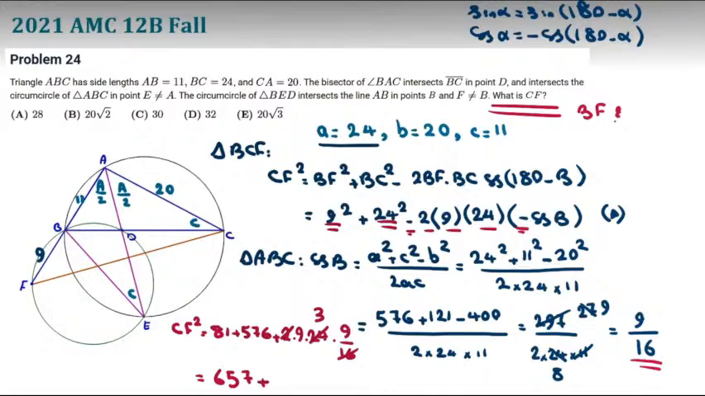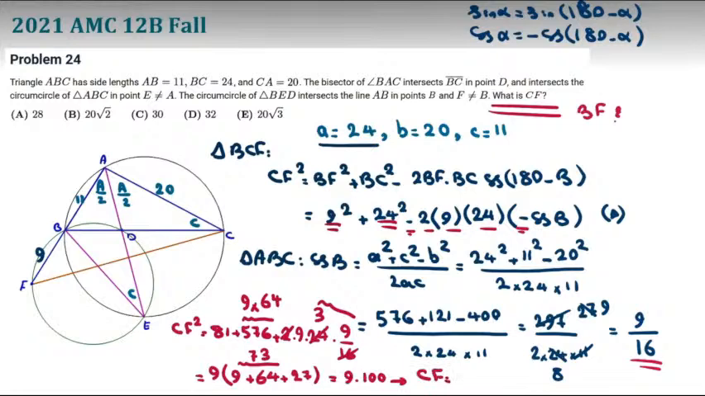Let's not multiply. 576 is a multiple of 9, it's 9 times 64, because I want to factor out 9 for finding a square root. So if I factor out 9, 81 will be 9, the next one will be 64, and the next one, 3 times 9, 27. Let me tell you this first: 9 plus 64 is 73, and 73 plus 27 is 100. So it is 9 times 100. If you calculate the square root, CF equals 3 times 10, which is 30. So the answer is C.